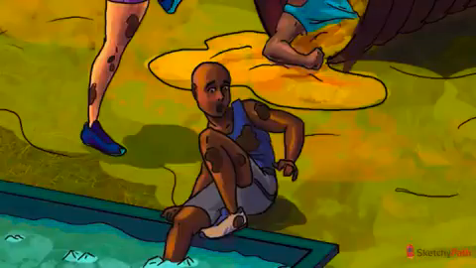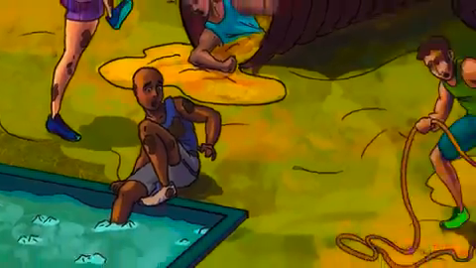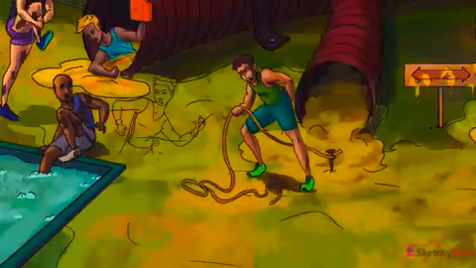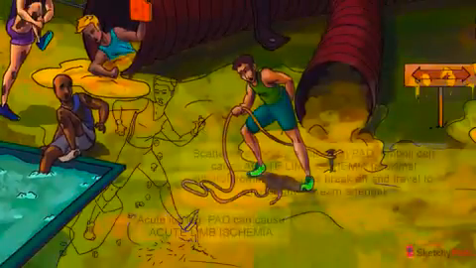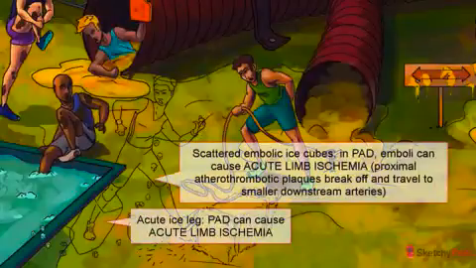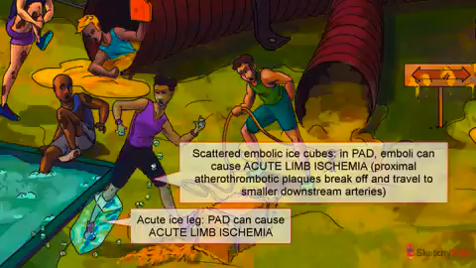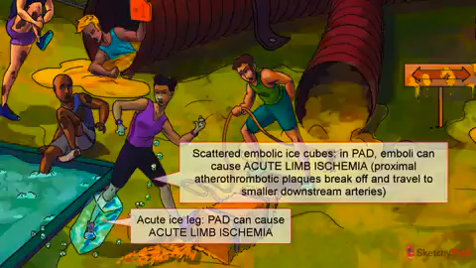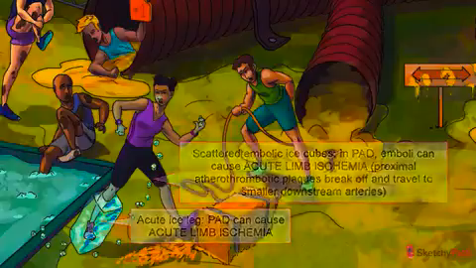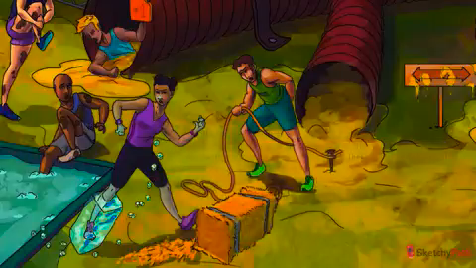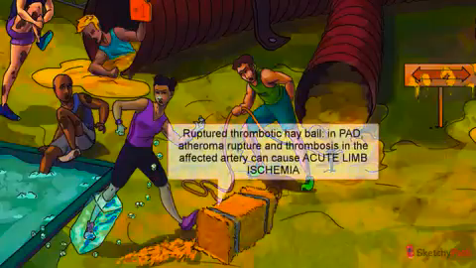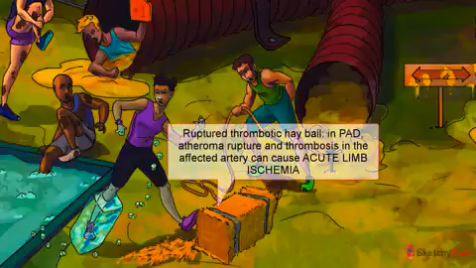There can also be acute limb-threatening ischemia in PAD. Acute limb ischemia can either occur as a result of proximal atherothrombotic plaques breaking off and getting lodged in a smaller artery downstream, depicted by these embolic ice cubes being scattered around, or from rupture and thrombosis of an atheroma that was originally located right inside the affected artery, hence the ruptured thrombotic hay bale obstacle in the foreground. Acute limb ischemia can be devastating, requiring amputation of the gangrenous limb if the symptoms last long enough.